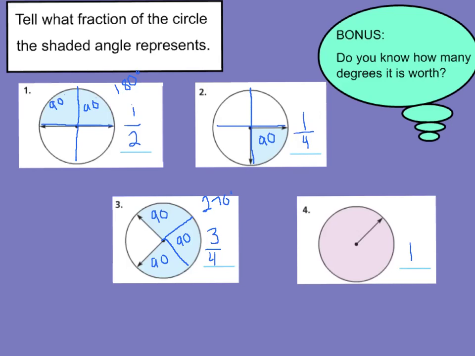And for number 4, we can say that it made a full turn because the whole circle is shaded in. And if we divided our circle into 4 equal parts, we can see that 4 out of 4 are shaded, which is equal to 1 whole. And we have 90 over here, another 90, another 90, and another 90. So we could say that it's worth a 360-degree turn. That's what the angle is.